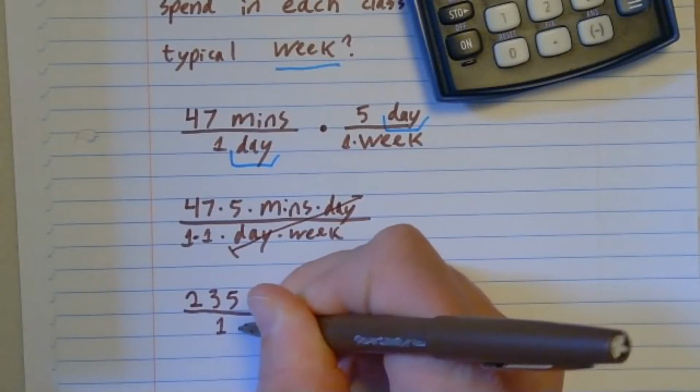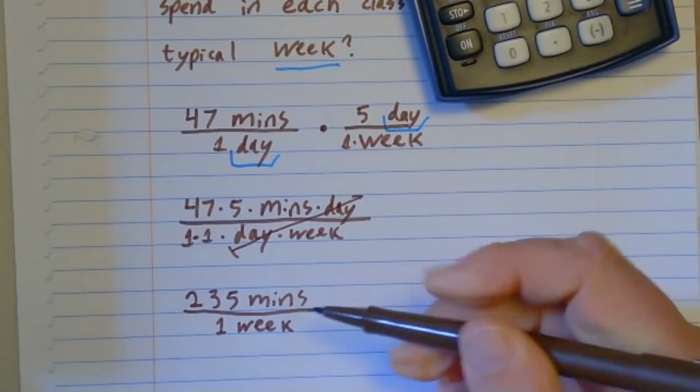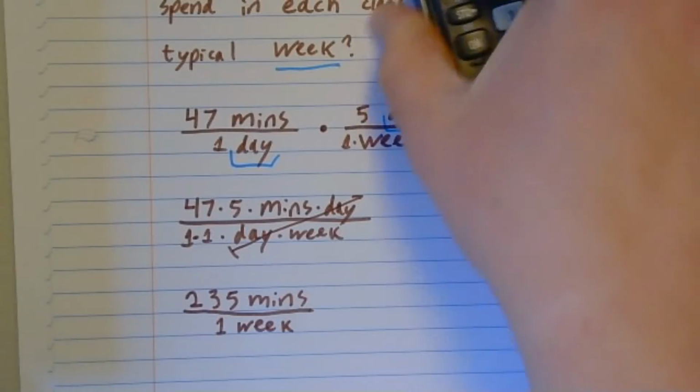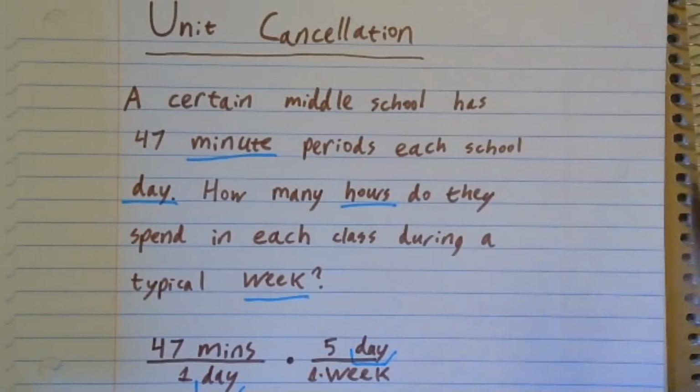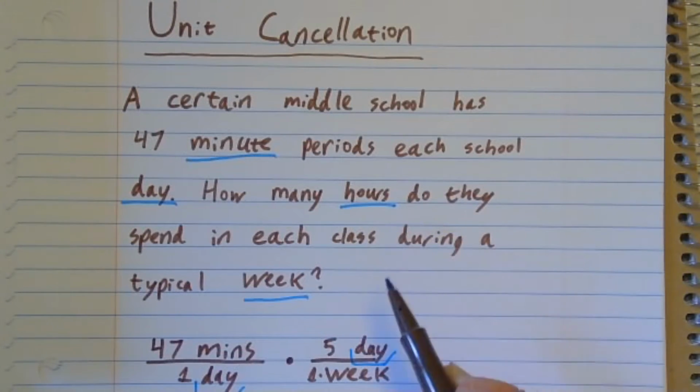Times 1 week. So now I have this as minutes per week. They spend 235 minutes per week in this class. So now I know that. Am I done? I'm not, because I need to know how many hours they spend in each class during a typical week.